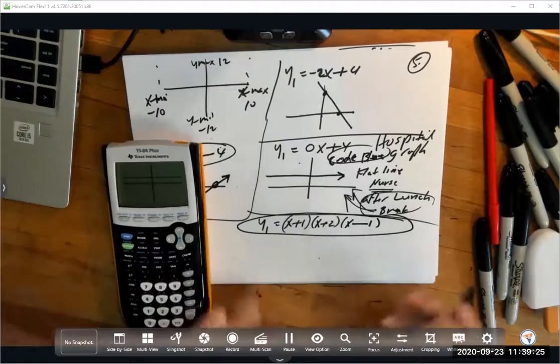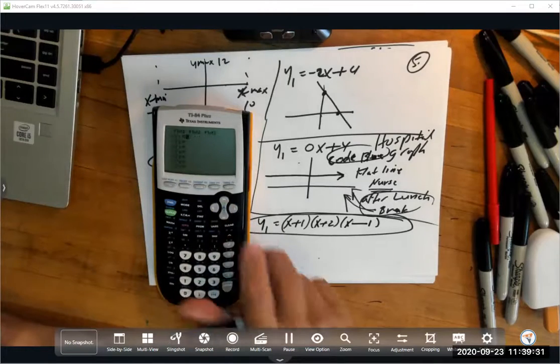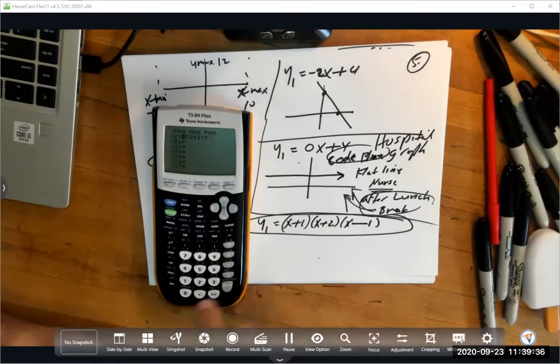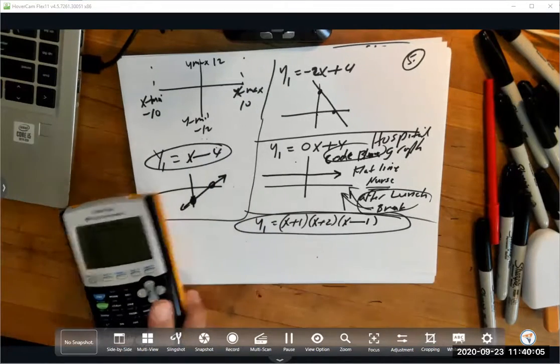Okay, you're going to put all these in the calculator. Ready? So y, clear it. Now put those in there. Put x plus 1 and x plus 2. And the last one is x minus 1. X, big minus sign, 1. Okay, you graph it, see what you get. Graph it. Okay, graph it. Boom.